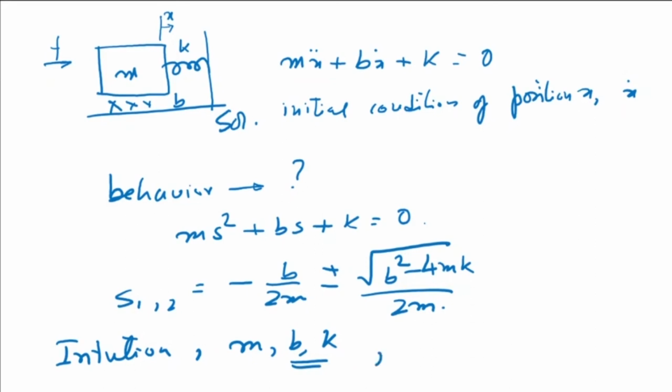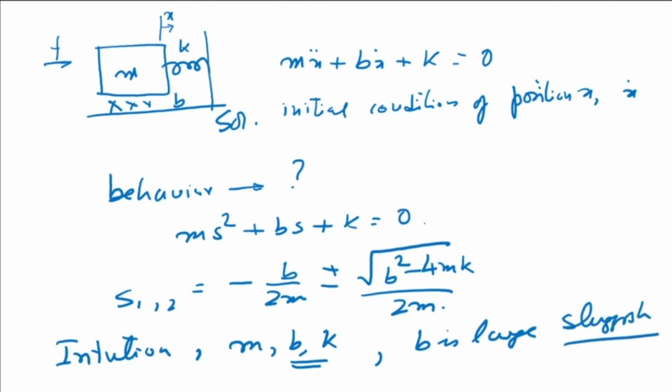Suppose b is very large. Okay, that means friction is very, very large. So the behavior is going to be very sluggish. So if I give it a small push and I leave it, it is not going to oscillate much. It will just move a little bit and then come back. Okay, so b is large, it will have very sluggish behavior. Okay, now this is just from intuition.